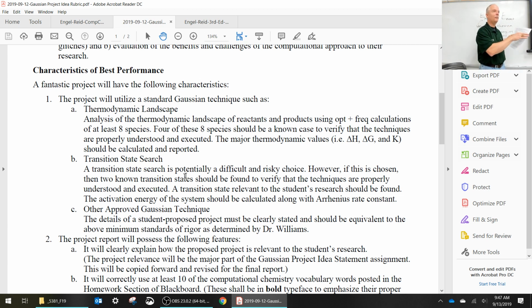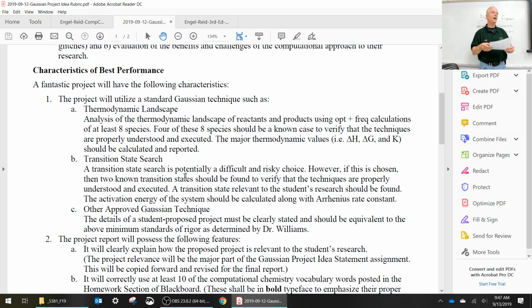It says 8 total optimization and frequency calculations, 4 knowns, 4 unknowns. So the 4 knowns would be trying to find if you can get close to one of the answers in the tables. So you're like, yeah, here's the answer I'm aiming for. I did my calculations. I got the same answer. Good, I know what I'm doing. Now I go do my research.